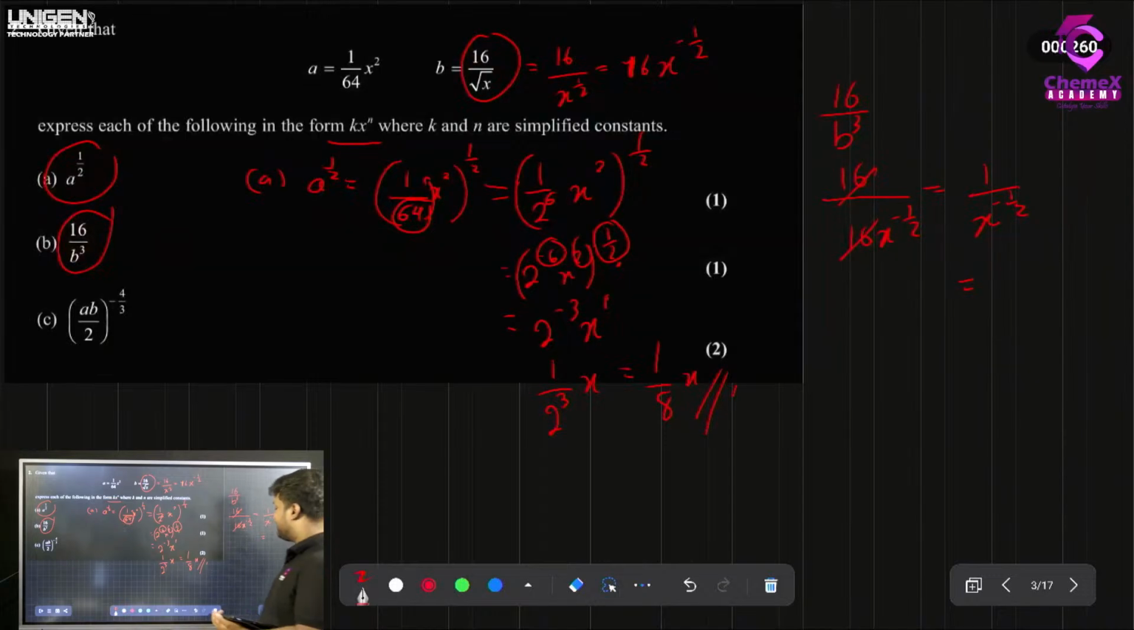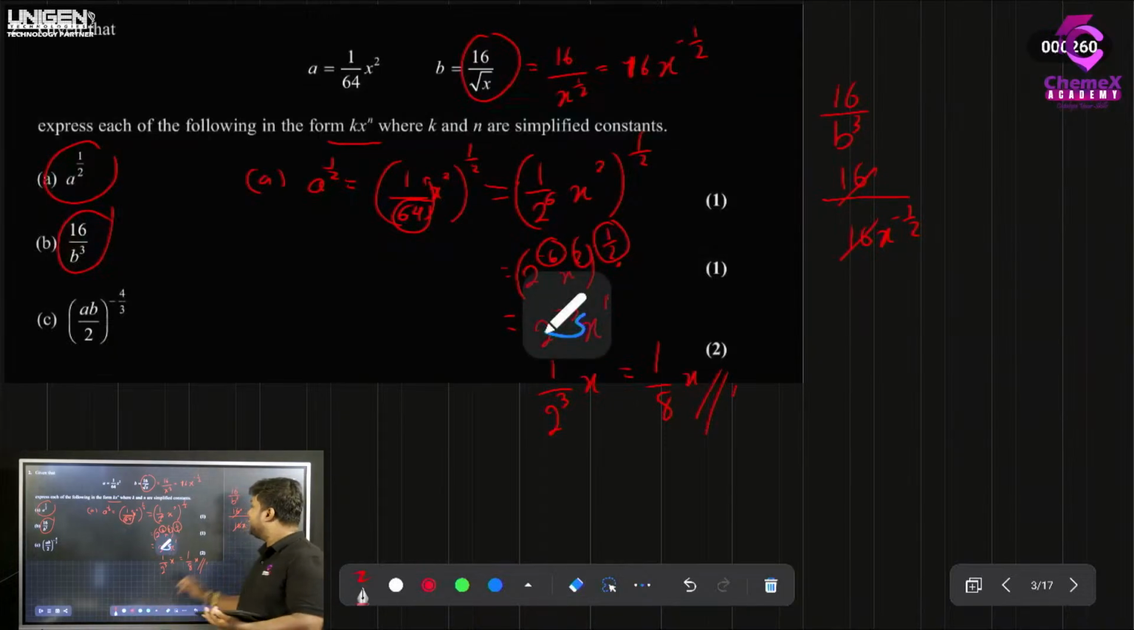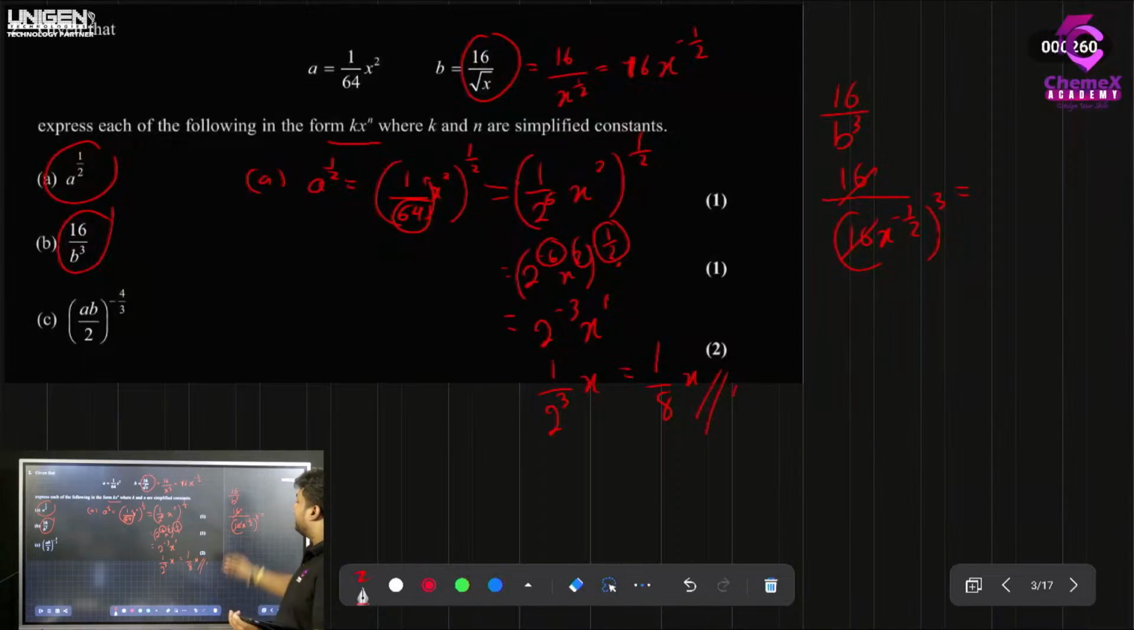Is that so, or is there any difference? Can you see that there's a power 3 in that? b to the power 3. I forgot that. So you can't cancel like that then. So it's 16 over 16 to the power 3 x to the power minus 3 over 2. Understood? Then one of the 16s you can cut. You get 16 to the power 2, so 1 over 256 x to the power minus 3 over 2.